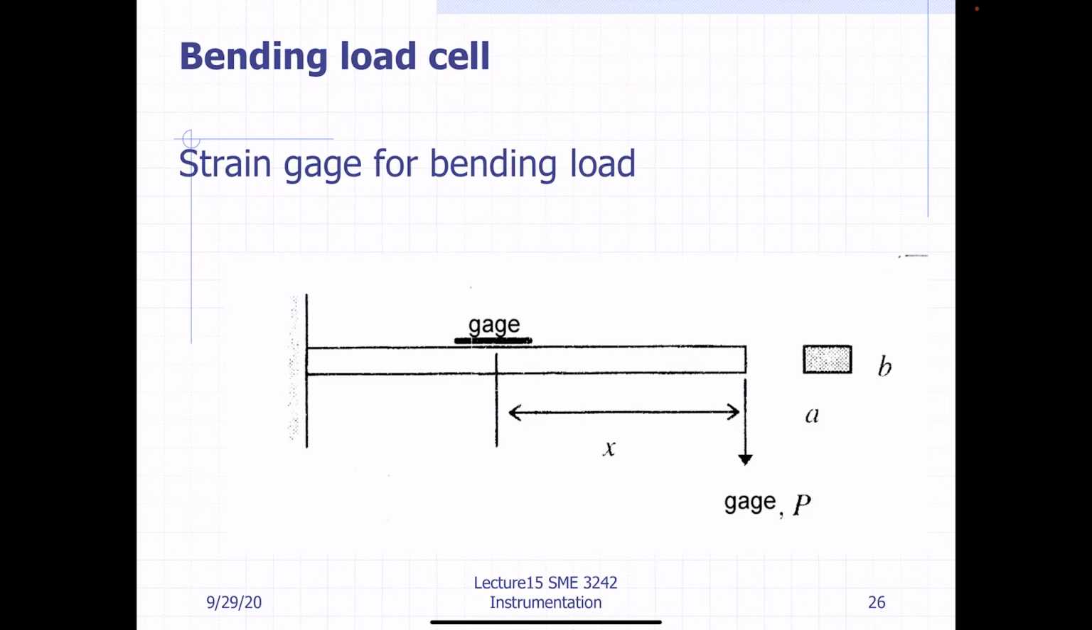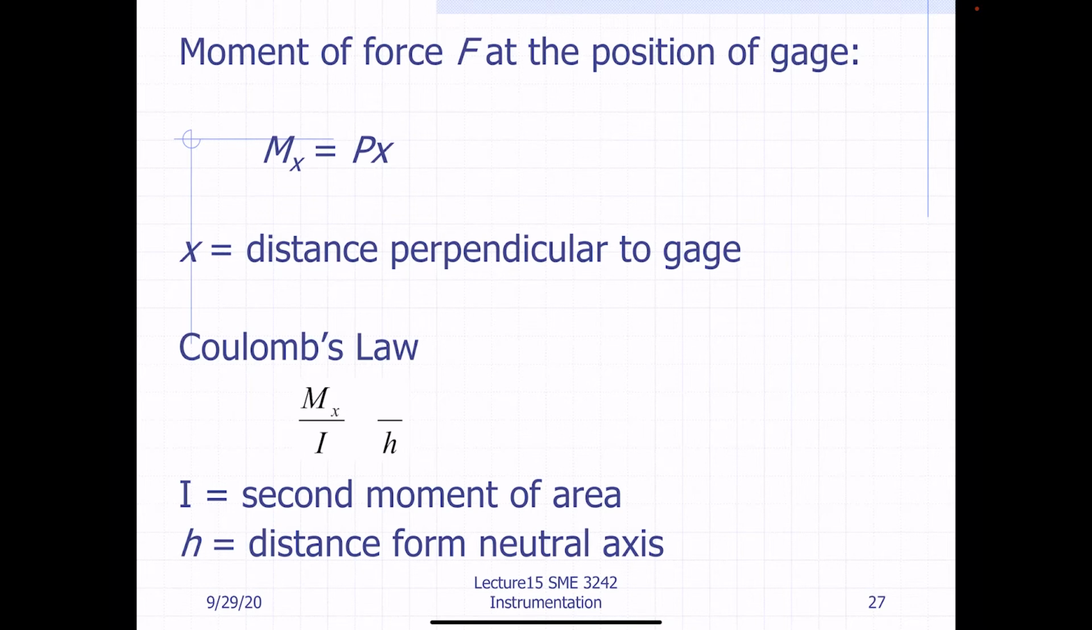The second type of load cell is the bending load cell. This is due to the bending load that is applied to the beam. So consider here we have a beam and force P is applied at the end of the beam. It will produce a bending load by multiplying P with X onto the gauge here. The moment of force at the strain gauge is this equation.